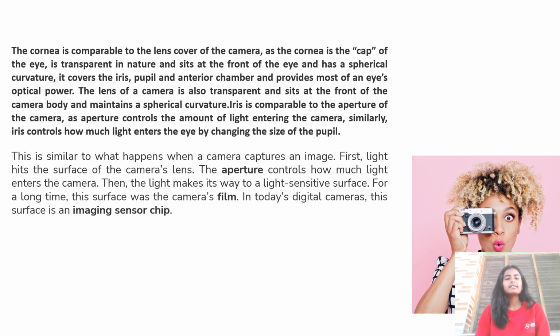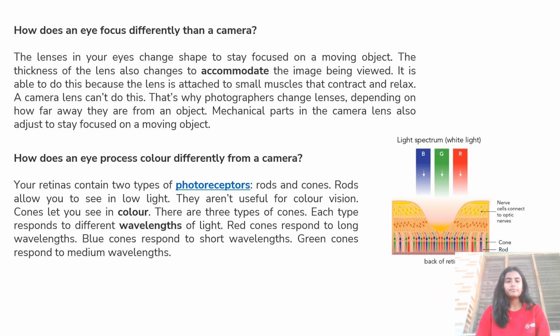First, light hits the surface of the camera's lens. The aperture controls how much light enters the camera. Then the light makes its way to a light sensitive surface. This surface was the camera's film. In today's digital cameras, this surface is an image sensor.